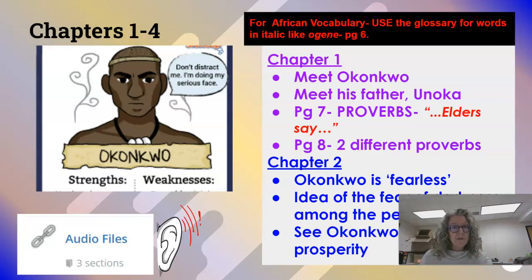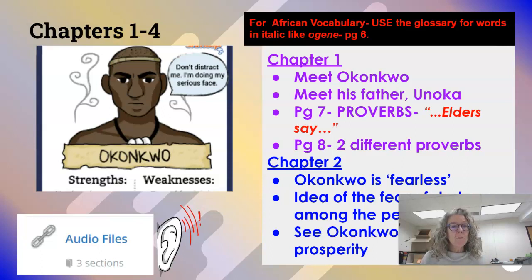One of the clues to look for when you're reading this book and looking for proverbs or sayings, these wise sayings, the word is pithy, P-I-T-H-Y. It just means it's a short little saying but with very deep learning you should take from it that you can apply to your life. The clue words are "the elders say," or "according to our elders." That's something that people in the community and the culture would listen to and pay attention to because they could learn from that. I also let you know on page 8 there are a couple other proverbs.